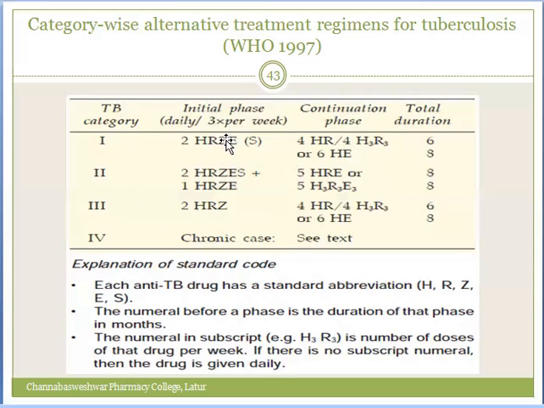So category 1 patient. In the initial phase, we have to give 4 drugs, that is isoniazid, rifampicin, pyrazinamide, ethambutol or streptomycin for 2 months. And in the continuation phase, isoniazid, rifampicin for 4 months, or isoniazid, ethambutol for 6 months. So the total duration is 6 to 8 months of therapy. Then category 2, treatment lasting 8 months. Category 3, treatment lasting 6 to 8 months. And category 4, which is the chronic phase, or XDR tuberculosis phase.